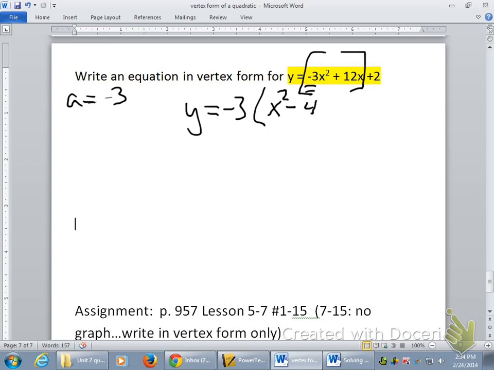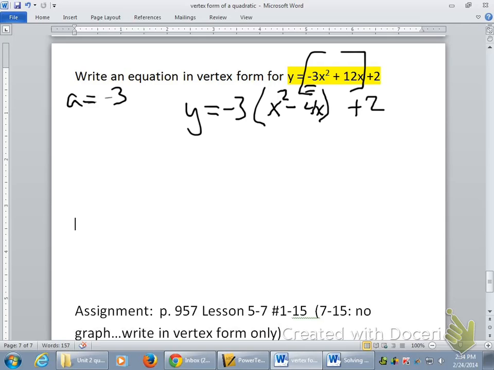Minus 4x. And then there's my plus 2, right? When I took out a negative here, that ended up changing this sign, didn't it? And you can always multiply to check your work, right? So that right there has to be a negative. Good. Okay, well, I have that factor out now.